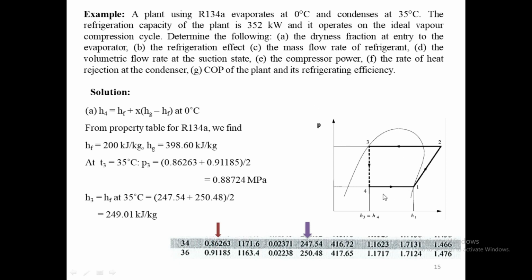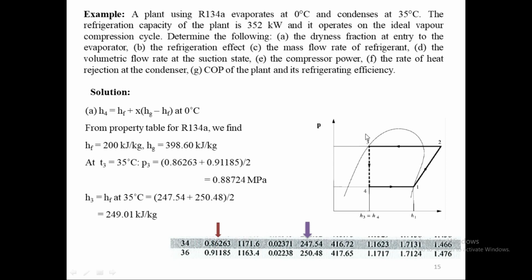So this 4 to 1, m dot times (H1 minus H4) is given as 352 kilowatt, and it operates on the ideal vapor compression cycle. Determine the following: the dryness fraction at the entry to the evaporator. So X4 we need to figure out here.